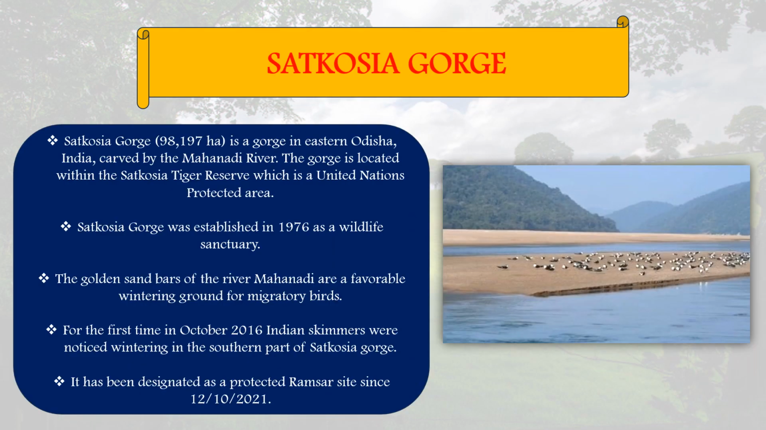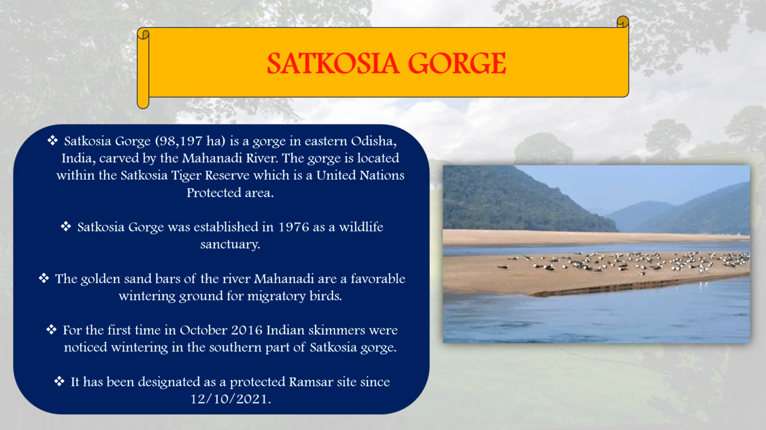Now the next is Satkosya Gorge. It was also designated as a protected Ramsar site since 12 October 2021. It covers about an area of 98,197 hectares. It's a gorge in eastern Odisha, India, carved by the Mahanadi River. The gorge is located within the Satkosya Tiger Reserve, which is an United Nations protected area.